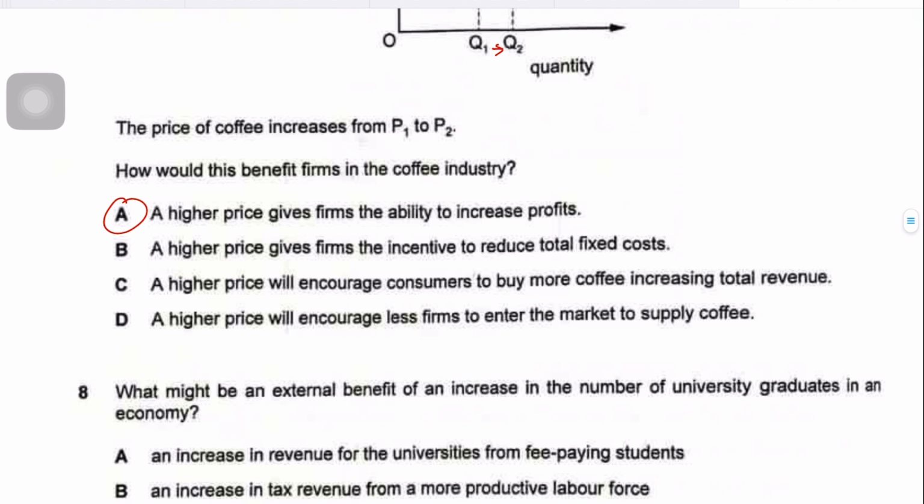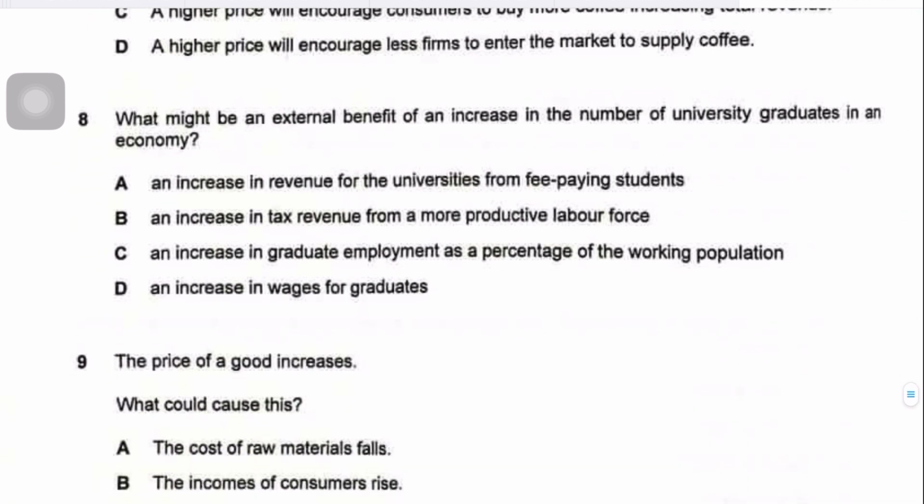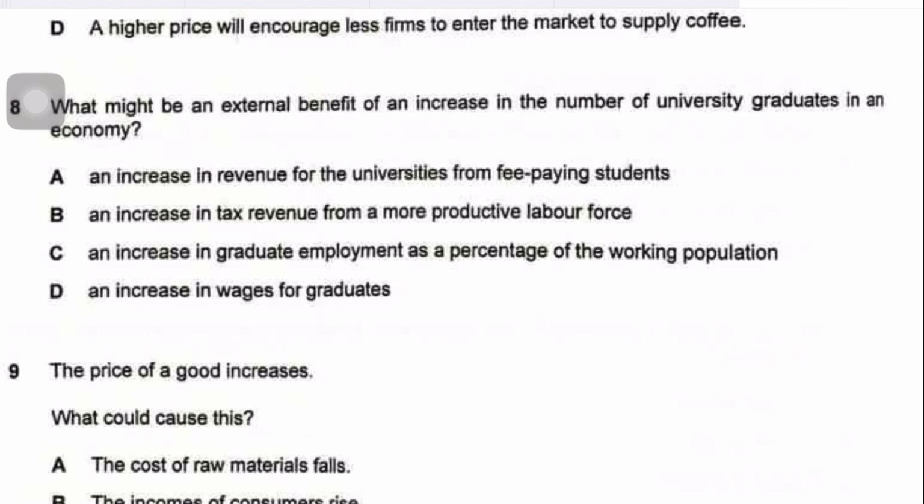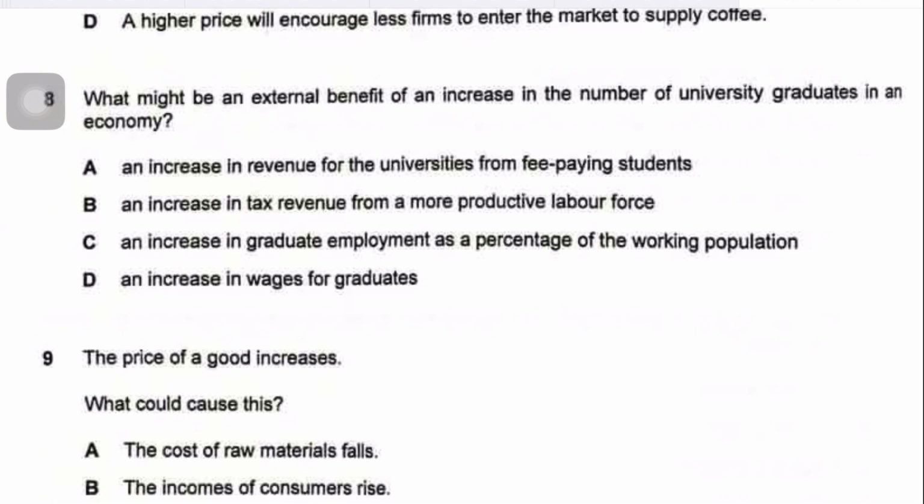They don't make sense. Question number 8 says, what might be an external benefit of an increase in the number of university graduates in an economy? Now, we all know what external benefit is. External benefits are all those benefits that are received by third parties who are not party to the transaction, or who are not related to the direct transaction, and they enjoy those benefits without paying for them, right?